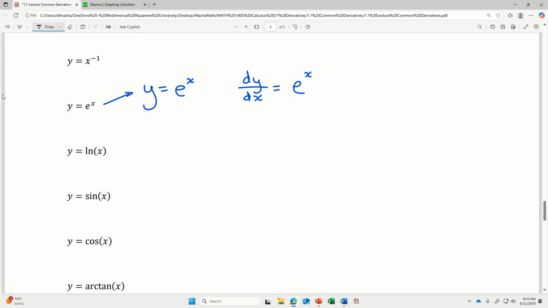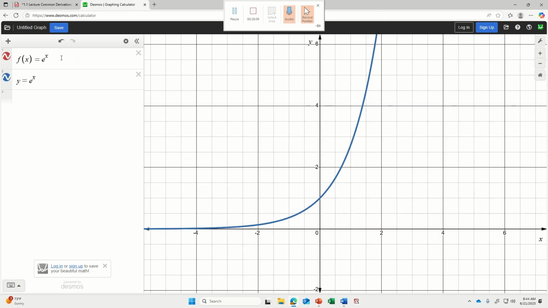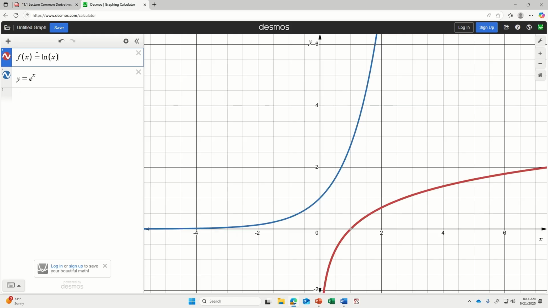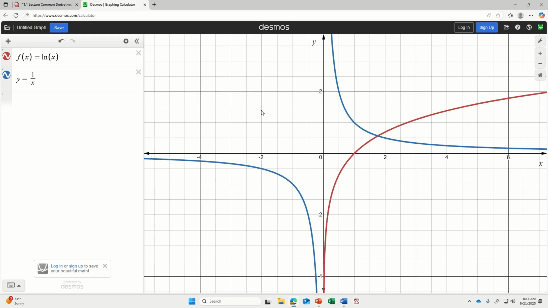Y equals natural log of x. What is the derivative? 1 over x. Let's see if that makes sense. So the original curve is in red. Everywhere, is the red curve increasing or decreasing? Increasing. And so everywhere the red curve exists, you'll notice that the blue curve is positive.